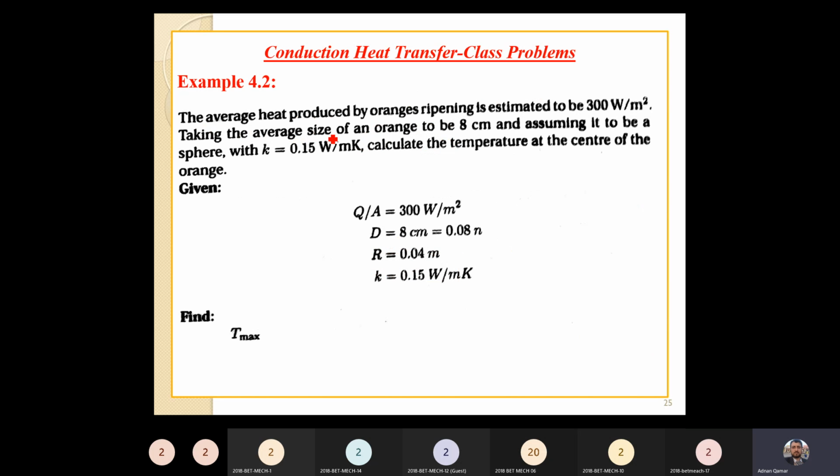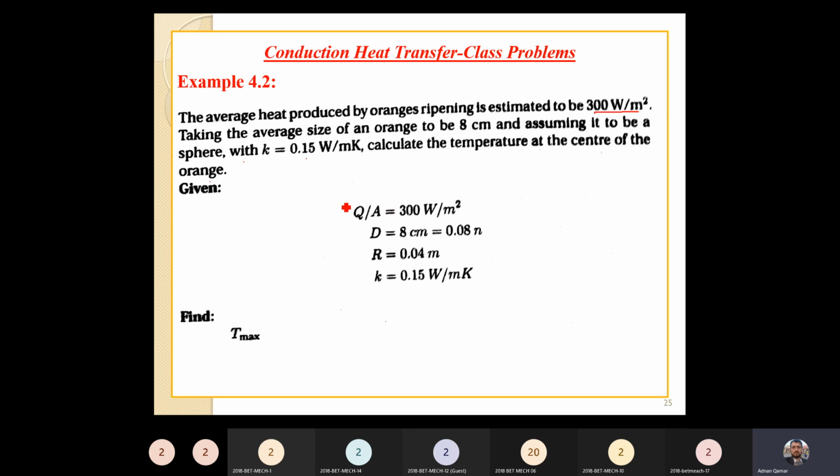Problem 2: the average heat produced by oranges ripening is estimated to be 3 watt per meter square. Take the average size of an orange to be 8 centimeter and assume it to be a sphere with K equal to 0.15 watt per meter per Kelvin. Calculate the temperature at the center of the orange.